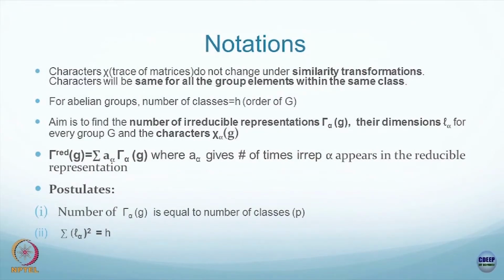For abelian groups, number of classes is also the order. So, you will get number of irreps to also be equal to the order of the group. And then you need to find out the reducible representation also. Now I put in here, but you understand the notation. A alpha is the number of times an irrep alpha appears in the reducible representation. Okay, is this clear?